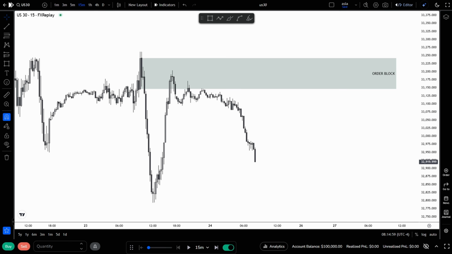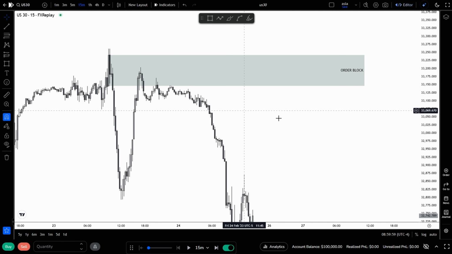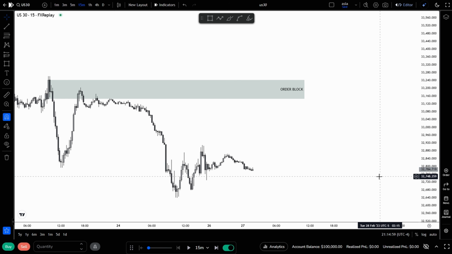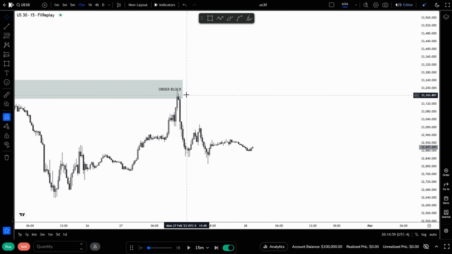Now let's move on to our second example. In this example, I've already marked the order block on the chart, and you can clearly see that price initially respects this order block. When price returns to it, the level provides a reaction and pushes price towards the sell side.